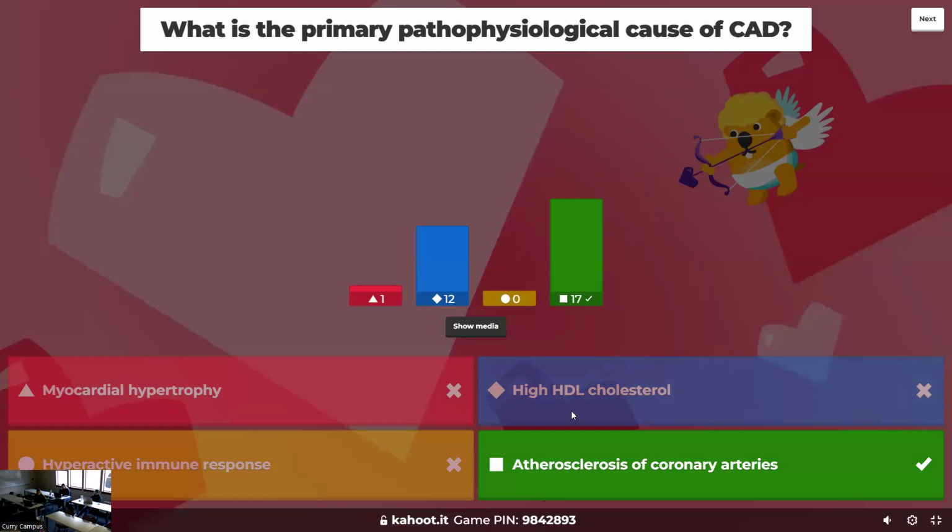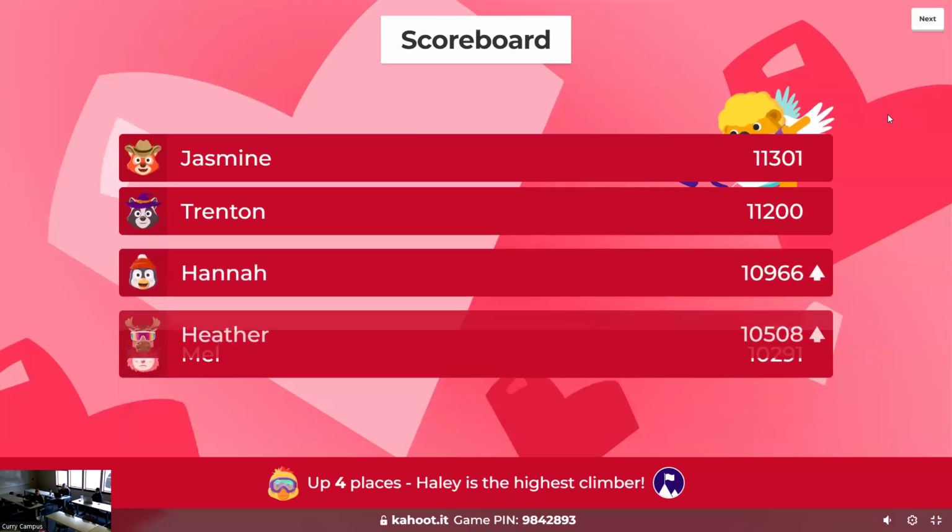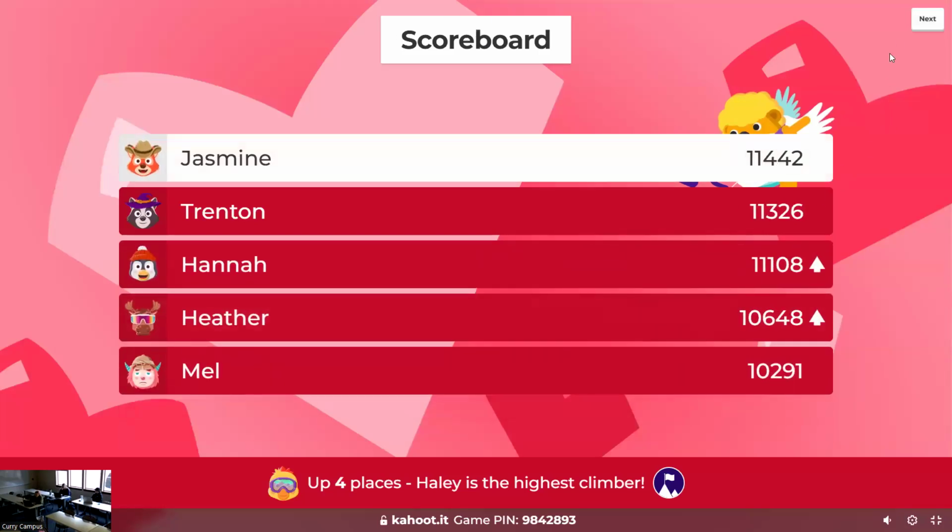High HDL levels is a risk factor, but the pathophysiological cause would be the atherosclerosis, if I can even say that, of the coronary arteries. And all right, Heather's on the board again. Okay.